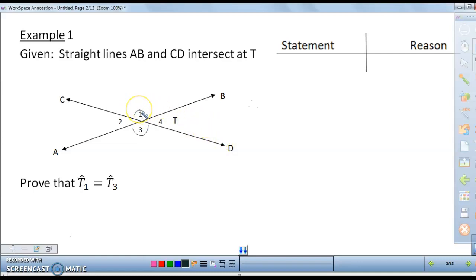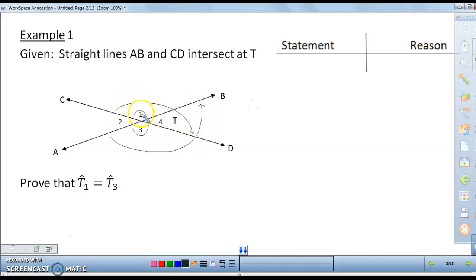If I look at T1 together with T4, it forms this straight angle CTD. And I know a straight angle, if I add the two angles together, it must give me 180 degrees. Similarly, for angle T3, I also know that T3 and T4 add up to 180. So if I add T3 and T4, I must also get 180. Basically that's all you've got. So let's see how you can use it.